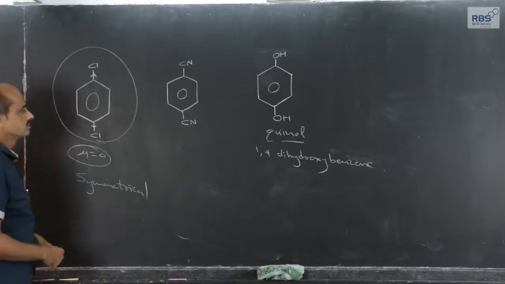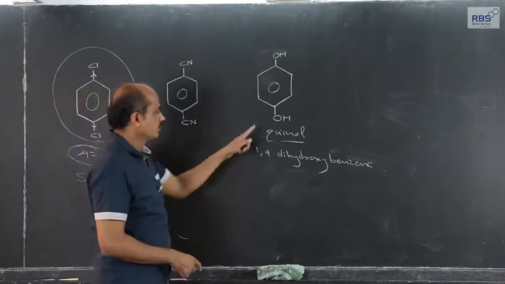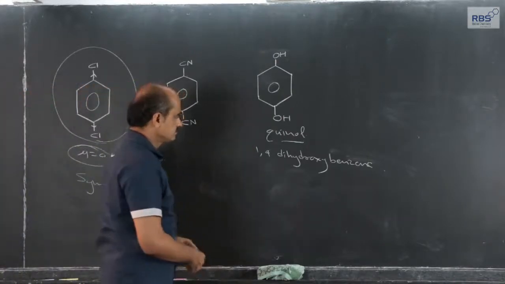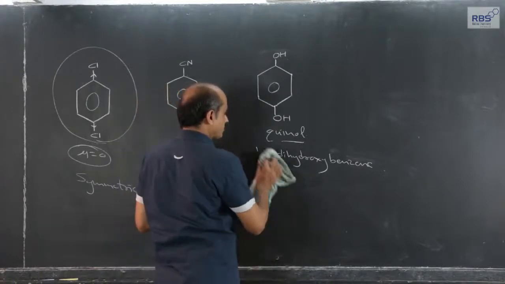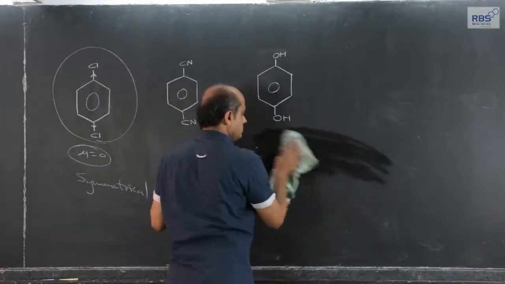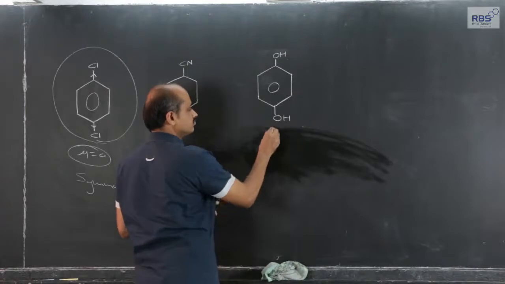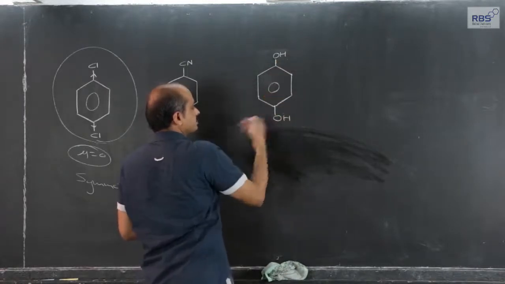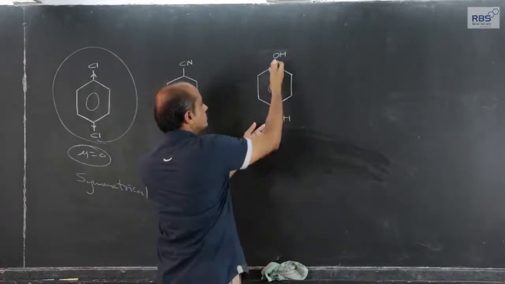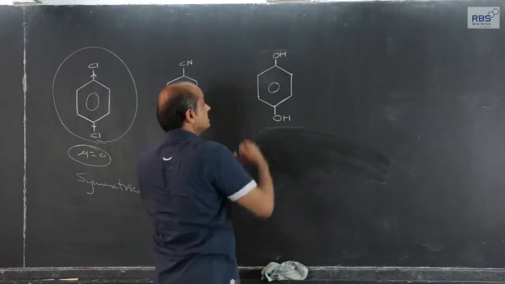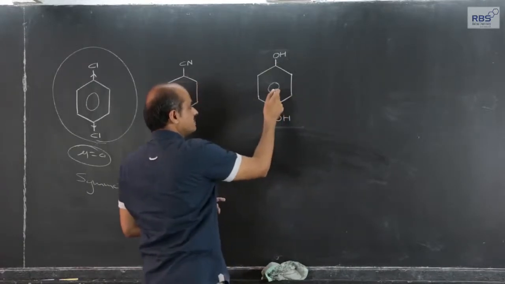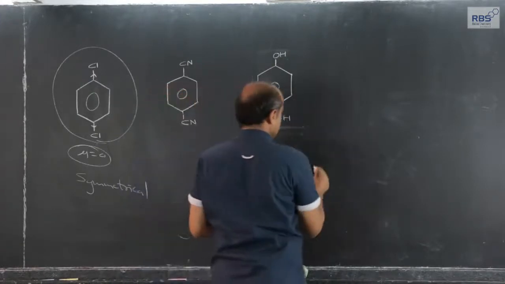If this is so, what about this? Effective dipole moment, here it cannot be 0, because although we write it in this fashion and it is 1,4 position, symmetrical, it seems to be symmetrical, it is not. Let me write the same molecule, quinol, in a proper way.